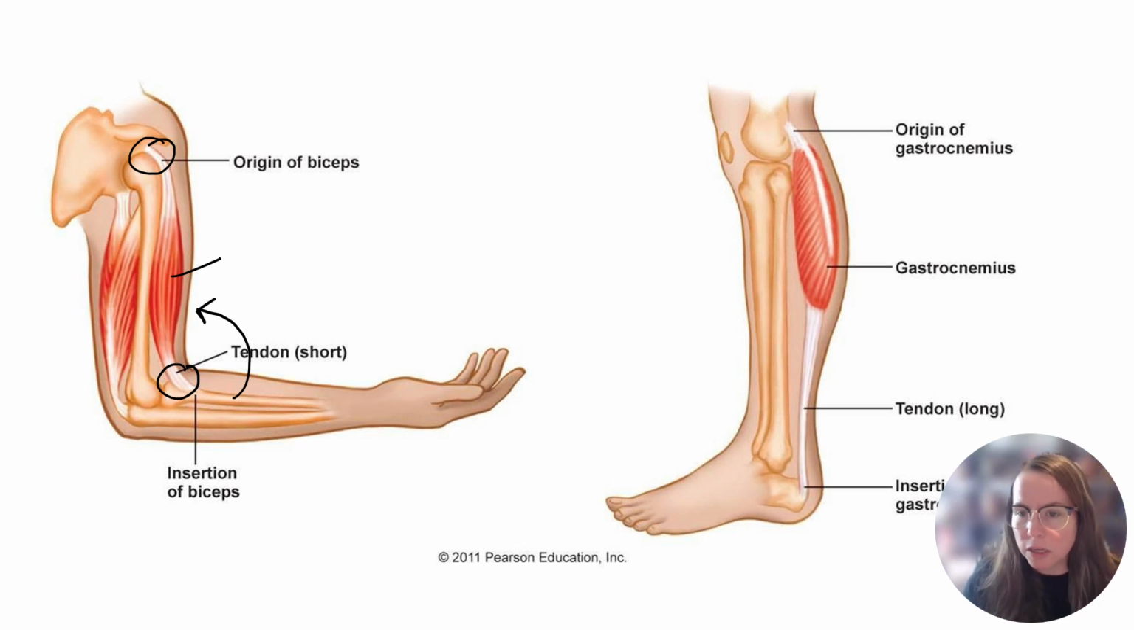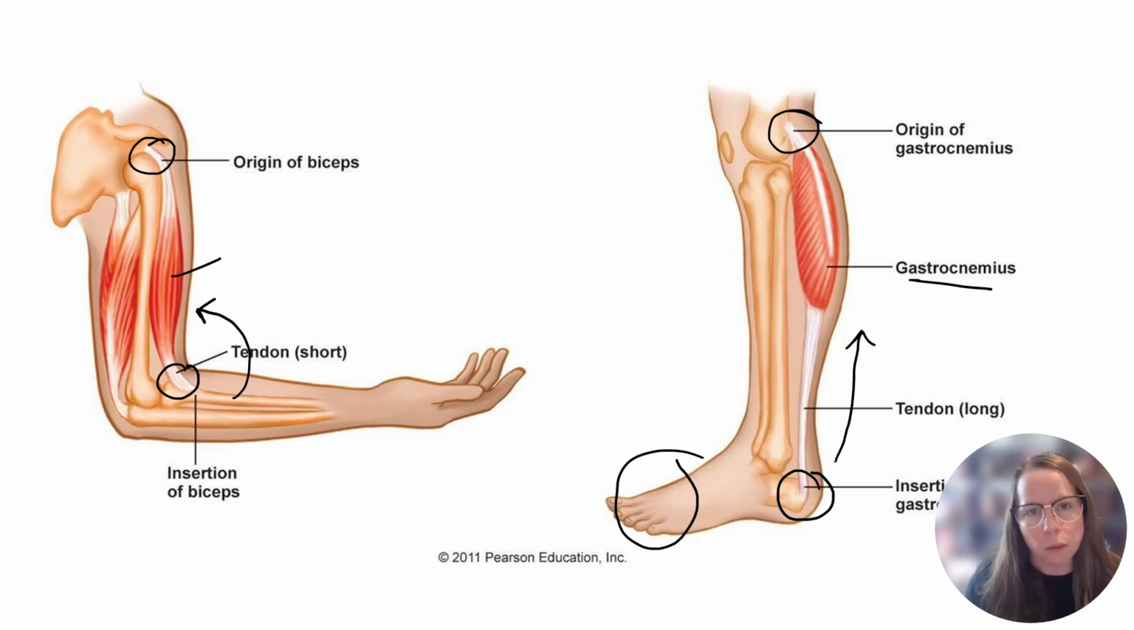Now, if we look down here at our calf muscle, this is your gastrocnemius. It originates up here on the back of the femur, and it inserts down here onto the calcaneus. When this muscle contracts, it's going to pull up on the heel bone, like this, which basically causes you to stand up on your toes. That's plantar flexion, if you recall from our discussion of articulations. So origin is up here, insertion is down here.